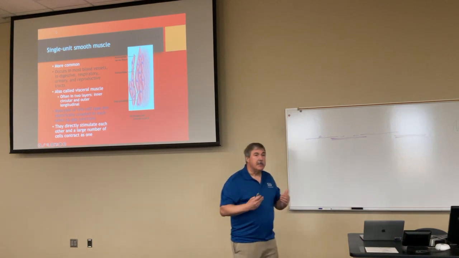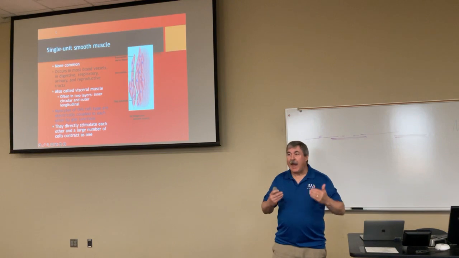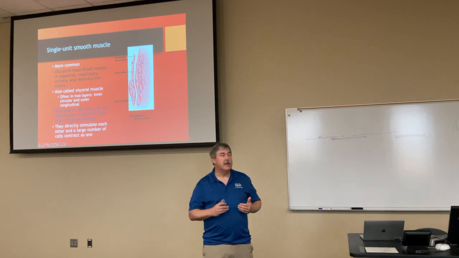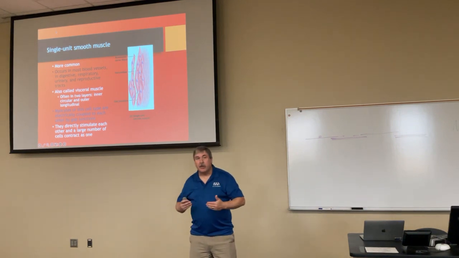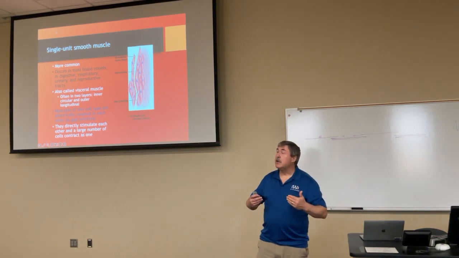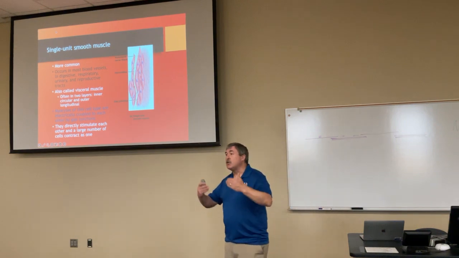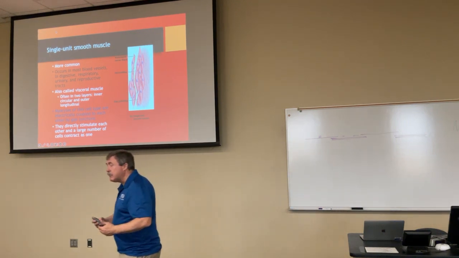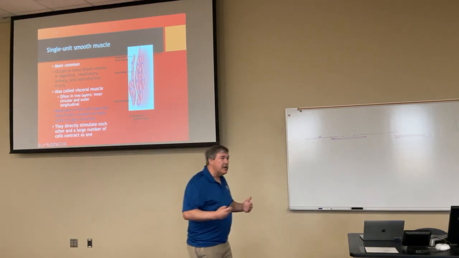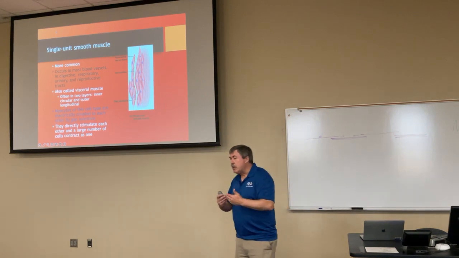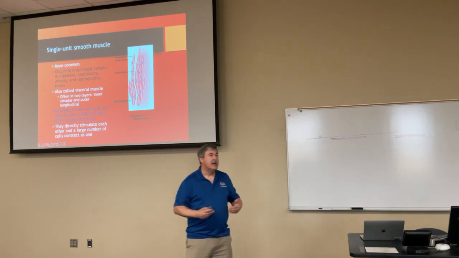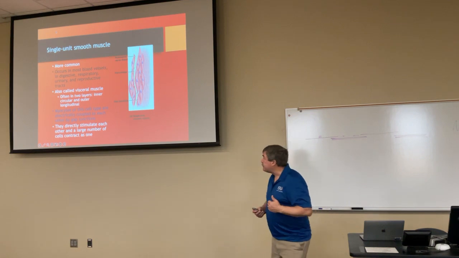Since the cytoplasm of these cells is connected, action potentials can spread directly from one cell to another. So this is an example of what's called an electrical synapse, which you don't find in the nervous system. In the nervous system, the way that information is transmitted between neurons and effectors is by way of a chemical synapse. But these have electrical junctions.